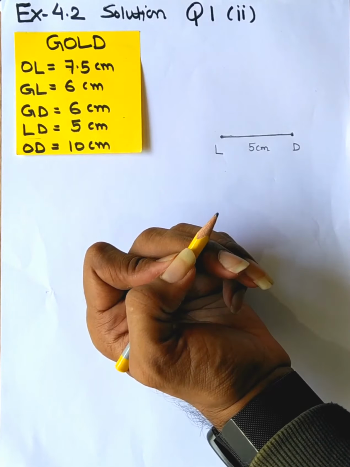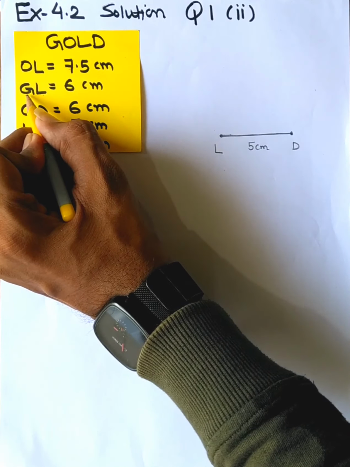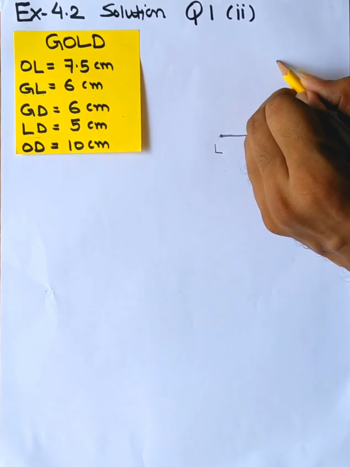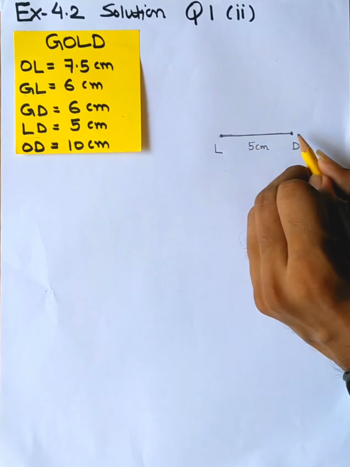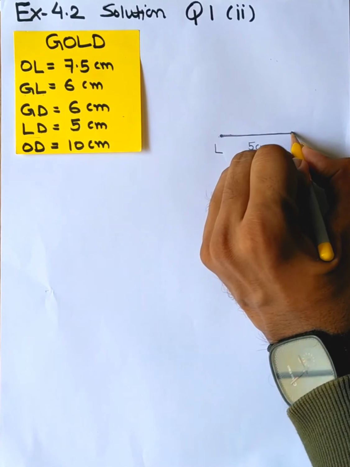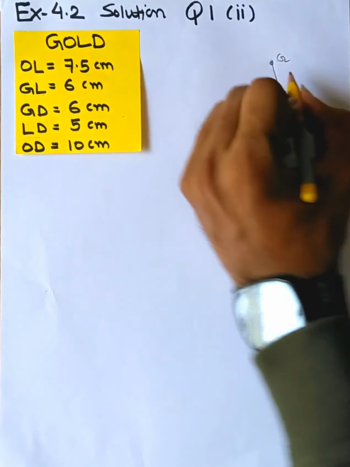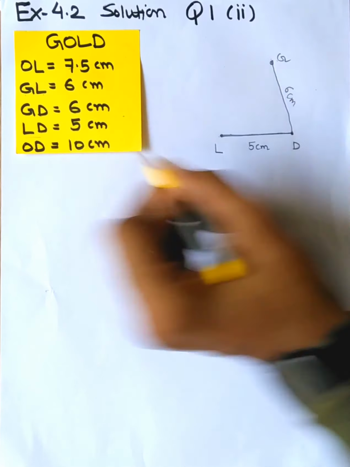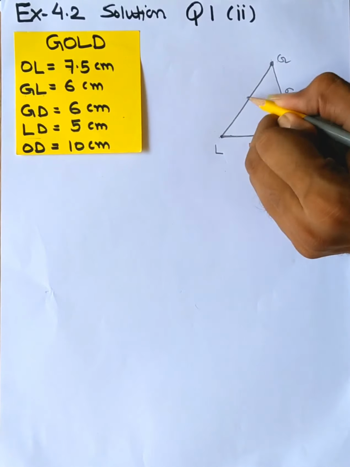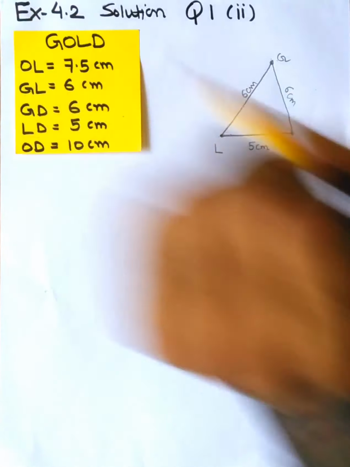Now let us obtain point G. So from L to G we will draw an arc of 6 centimeters. So here we will draw an arc of 6 centimeter, and from D again 6 centimeter. So we might get G over here. So GD will be 6 centimeter. LG will also be 6 centimeter. Clear?